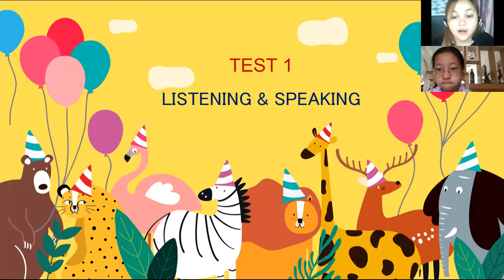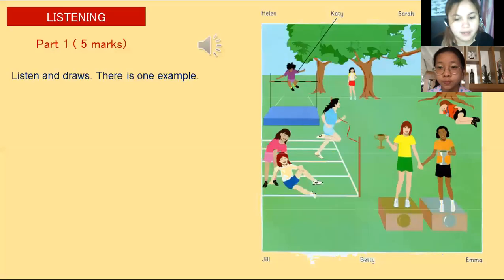Okay, so the first one will be listening and speaking activity, okay? So now, Laura, look at the picture. Okay, this is part number 1, 5 marks. Listen and draw. There is one example. Okay, so Laura, you just have to put a line on the name and the picture, okay? Okay. All right, so let's begin.